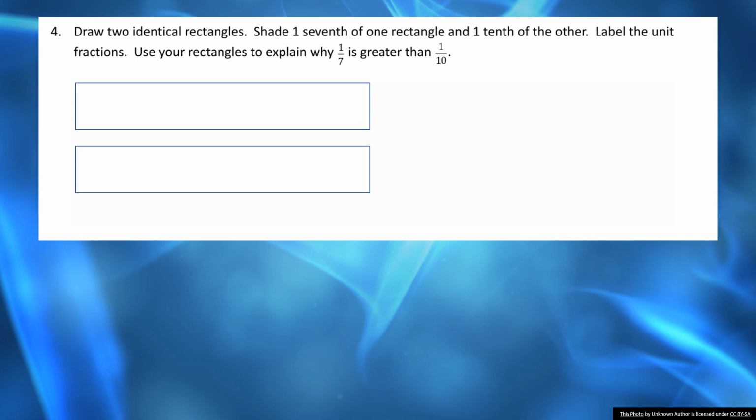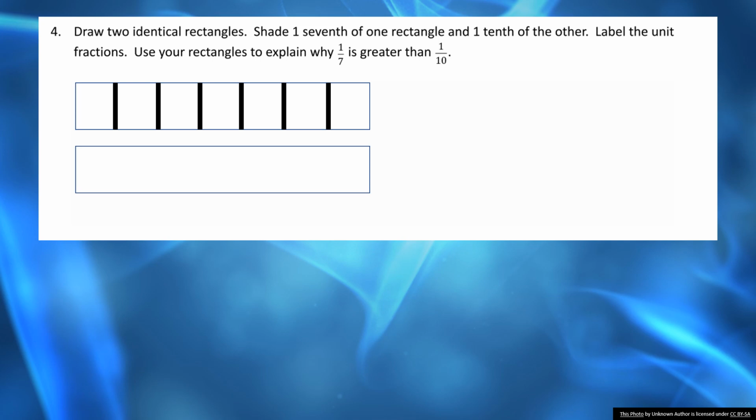So I have 2 rectangles the exact same size. Now, I need to shade 1/7 of one rectangle and 1/10 of the other. So first I have to divide my first rectangle into 7ths. So if it's into 7ths, I need 6 lines, right? 1, 2, 3, 4, 5, 6. All right.